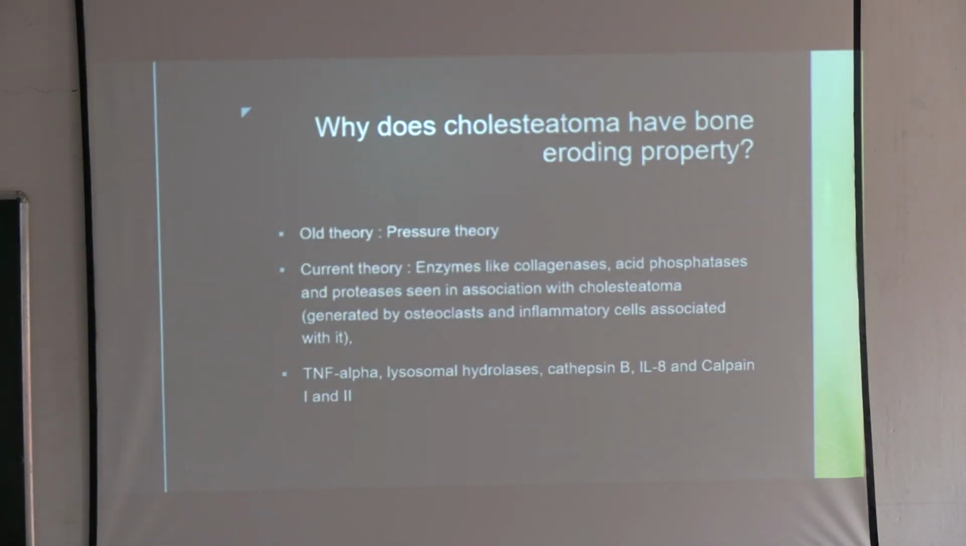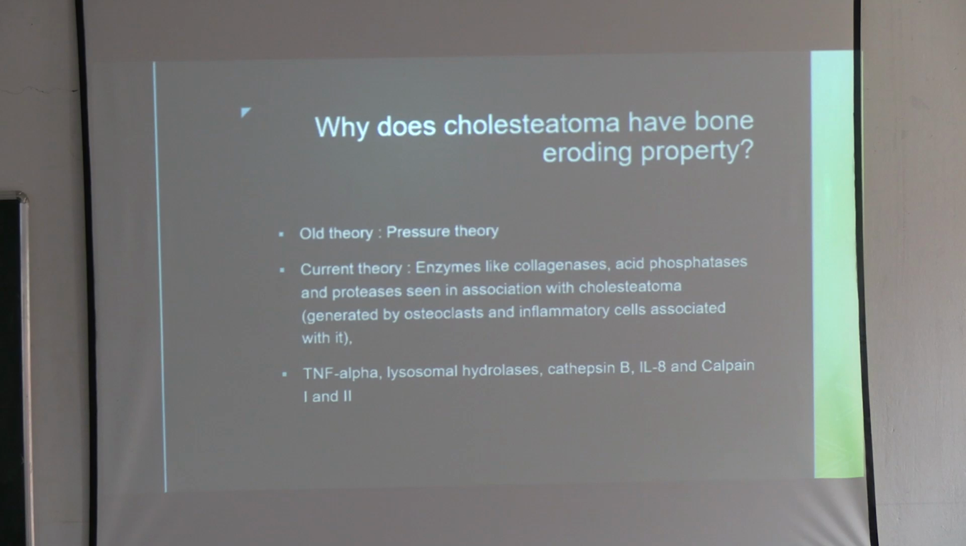Why does cholesteatoma have bone eroding property? Cholesteatoma's main characteristic is that it destroys the surrounding bone. The old theory is the pressure theory, due to accumulation of keratin flakes inside the sac of the cholesteatoma. They gradually increase the size of the sac, creating pressure and thereby destroying the surrounding bone. That was the old theory.